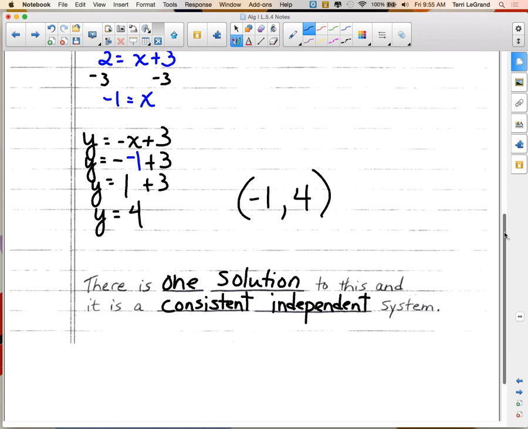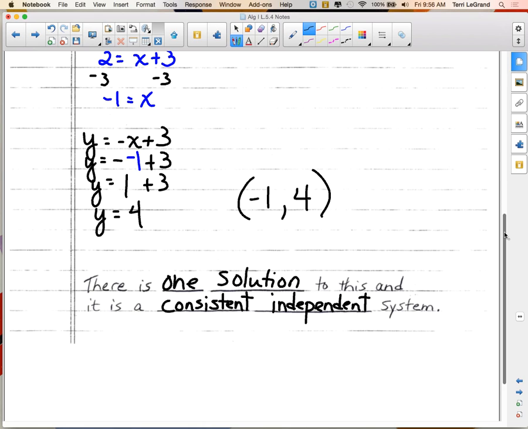This one had different slopes. Notice we wrote different slopes means intersecting lines. You have to write that. Different slopes means intersecting lines. That tells me there's going to be exactly one solution. Now I'm ready to give its name, consistent, independent.